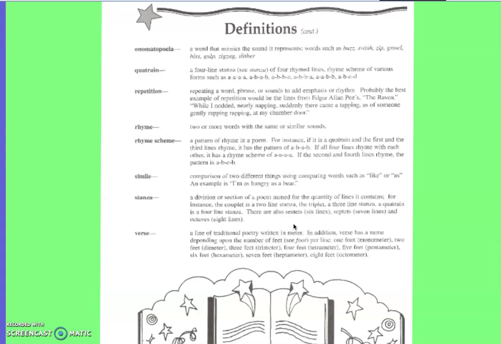And then last, a verse. A verse is a line of poetry. So stanzas are made of verses, which are lines. And how many lines it has all depends on what the poet decides.